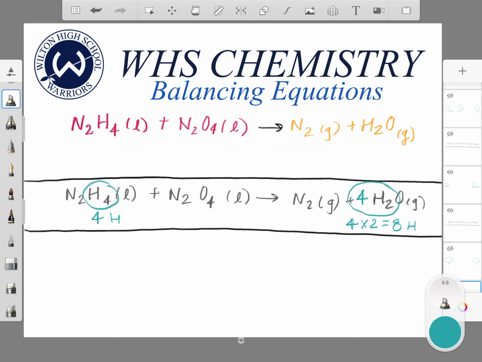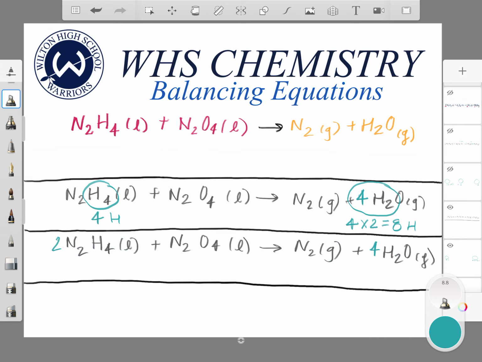So once again, the 4 hydrogens on the left do not equal the 8 hydrogens on the right. We need those to equal each other, so we can change the coefficient in front of N2H4 in order to achieve this. We can write 2N2H4 plus N2O4 yields N2 plus 4H2O, because now 2 times 4 gets us 8 on this side, and then 4 times 2 gets us 8 on the right side. So now we're good with the oxygen, we're good with the hydrogen.